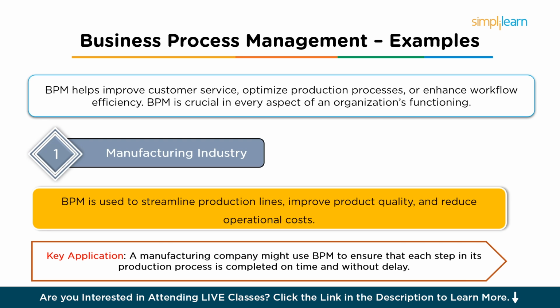Key application: a manufacturing company might use BPM to ensure that each step in its production process is completed on time and without delay, from initial raw material sourcing to final product shipment. This includes automating inventory management, coordinating supplier deliveries, and monitoring production line performance in real time.